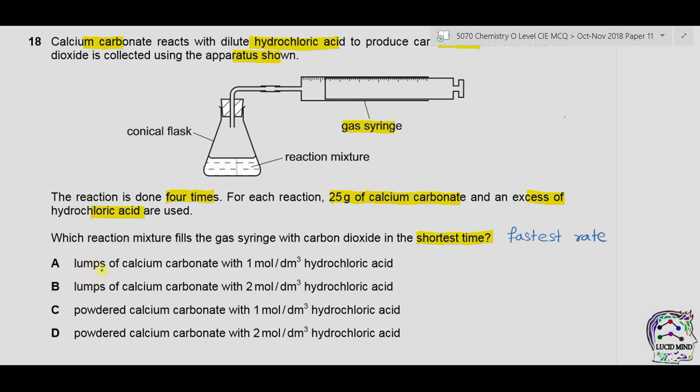In A and B we have lumps of calcium carbonate. In C and D we have powdered calcium carbonate. Now lumps of calcium carbonate have less surface area as compared to powdered calcium carbonate. So the reaction with powdered calcium carbonate will be faster as compared to the lumps. Second thing is the concentration. In C we have 1 mole per decimeter cube hydrochloric acid. In D we have 2 moles per decimeter cube of hydrochloric acid. So higher concentration means faster chemical reaction. So the fastest reaction will be in D. Correct answer is therefore D.